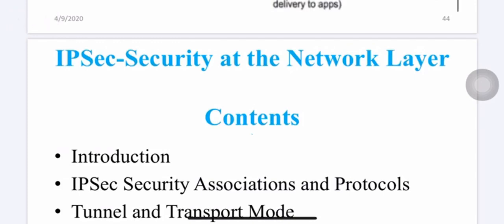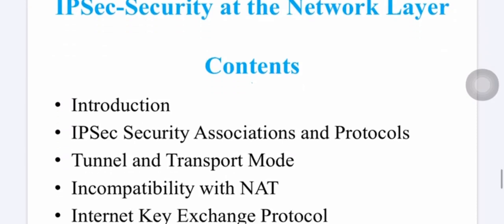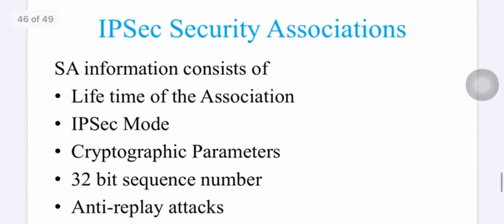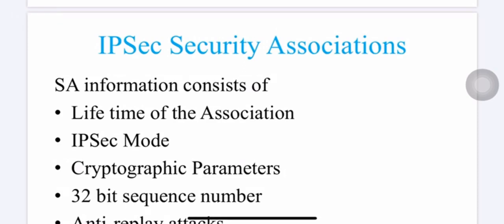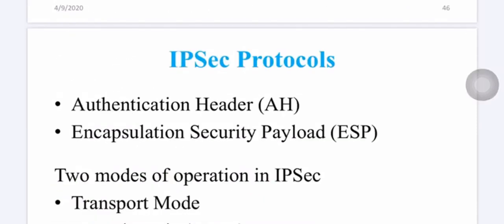These are the two important protocols which we have in the transport layer. If we go to the next layer, called the network layer, we have a few more protocols which come under the IP layer. We'll see the IP security association parameters. We have the security association, lifetime of the association, and IPsec mode. We have two modes, tunnel mode and transport mode. Cryptographic parameters, 32-bit sequence numbers. Protocols, IP security protocols: we have two important protocols, authentication header and encapsulating security payload, commonly known as AH and ESP.